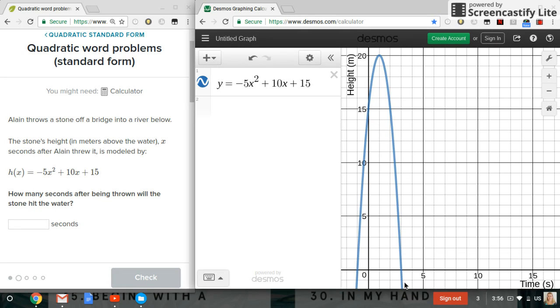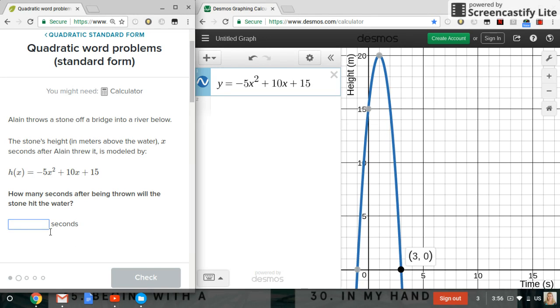And the question asks me, how many seconds after being thrown will the stone hit the water? Well, the water level is at a height of 0, so along the x-axis here. And if I click this point right here at the water level, that's the point where the stone will hit the water after it's been thrown. And you can see that it's going to hit the water at 3 seconds. So I come back over here to Khan Academy and I can put my answer in of 3 seconds.